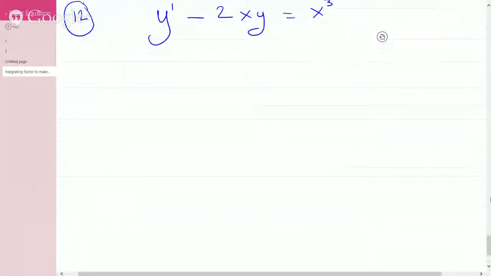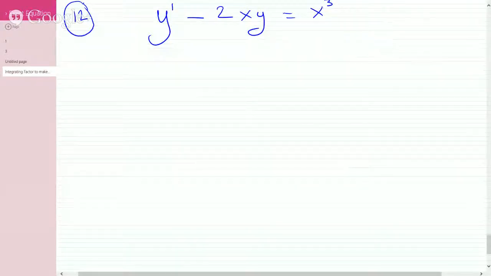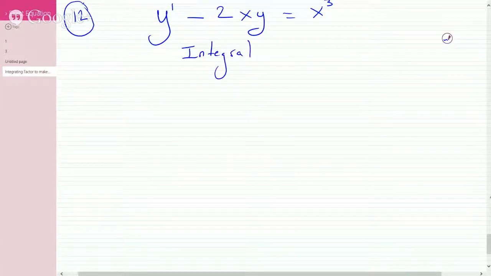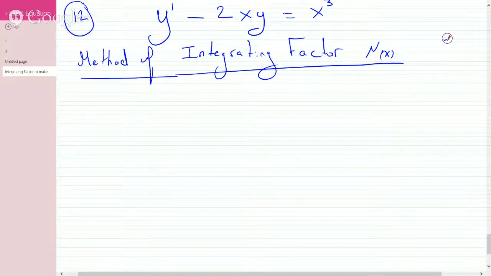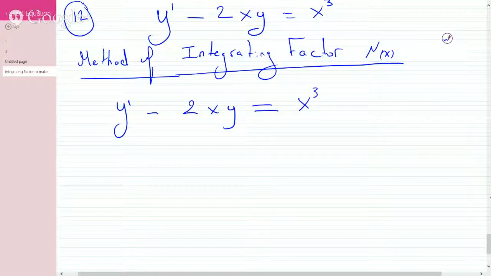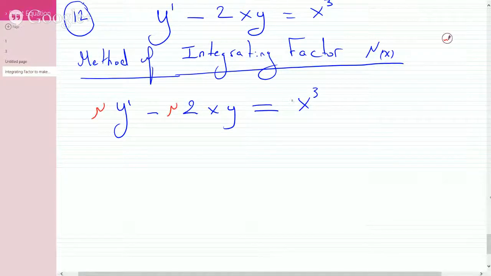Okay, so again, this is one of those integrating factor questions, right? Because it's not exact. So, integrating factor method. Okay. Let's call that integrating factor mu of x. So this is the method of integrating factor. So we rewrite the differential equation and multiply each side by mu.